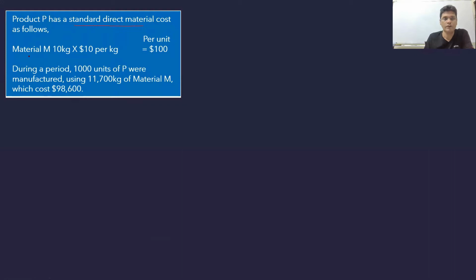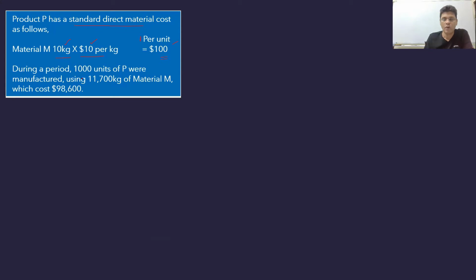What is our plan? We were planning to use material M 10 kg. The cost is $10 per kg. The per unit cost is $100. To produce one unit you need 10 kg and the cost of 1 kg is $10. So therefore we have to incur $100 to produce one unit. So this is our plan.